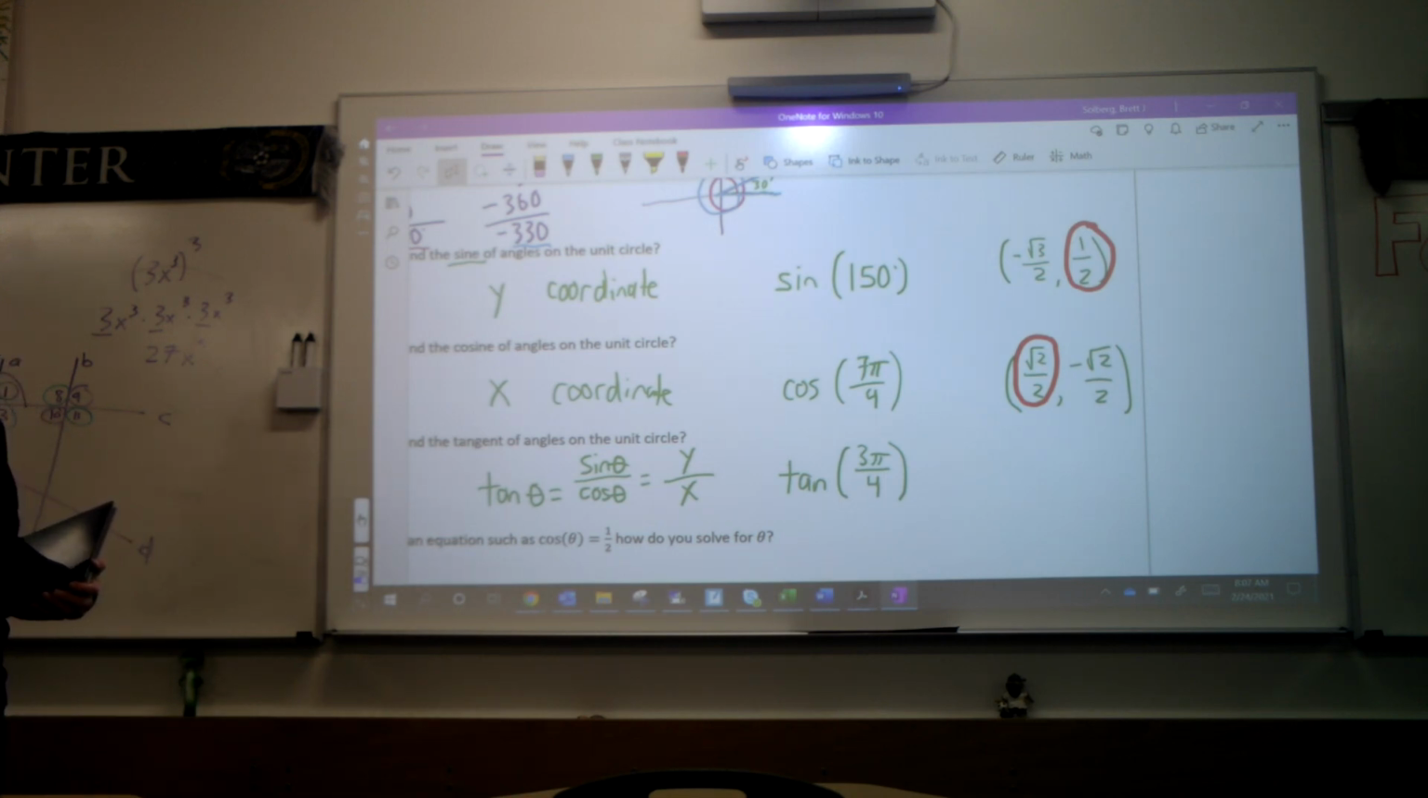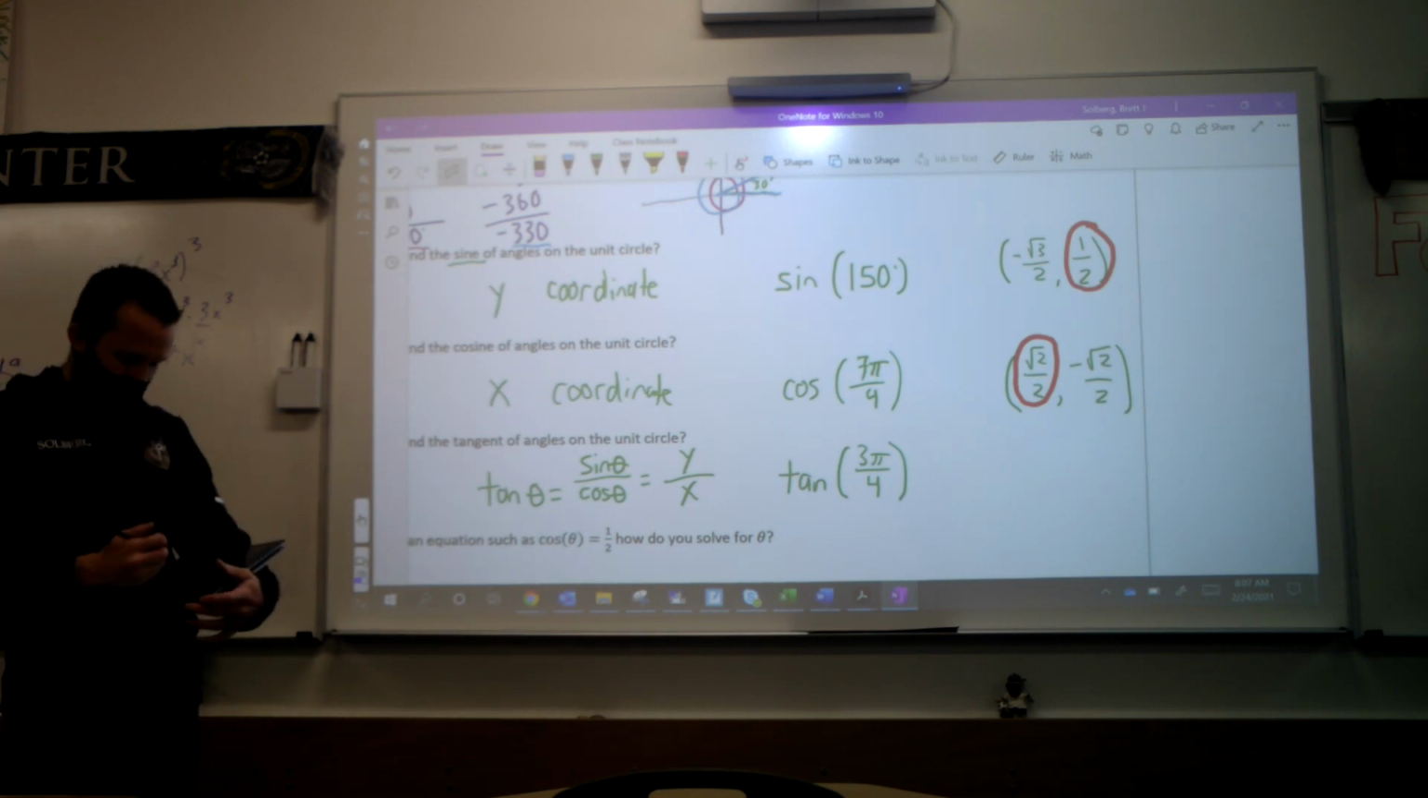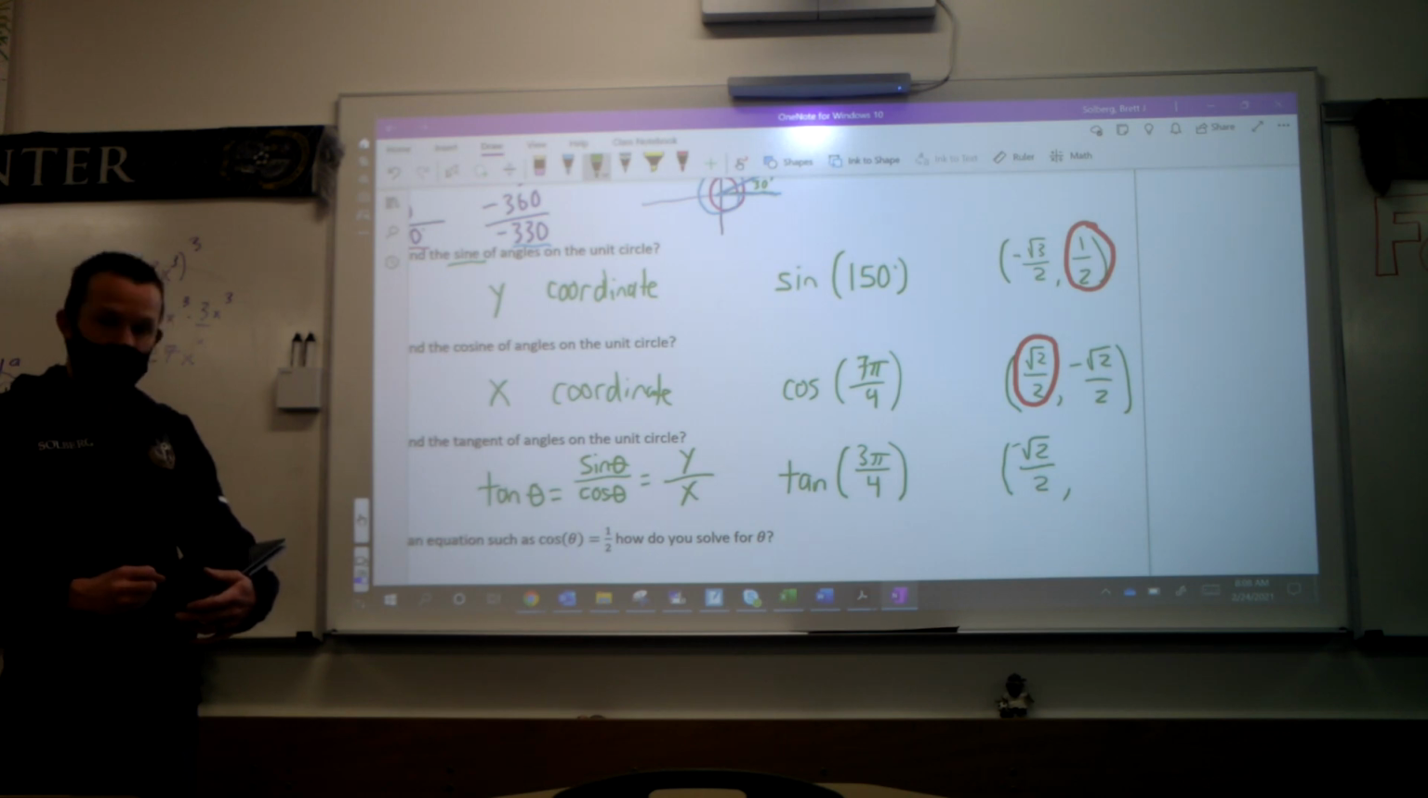Okay, Brian, I'm going to have you help me on this one. Will you look on your unit circle? It's on the back. Find where 3 pi fourths is. And then what are the coordinates at 3 pi fourths? Negative square root of 2 over 2, okay? And is the y negative as well or positive? Okay, cool.